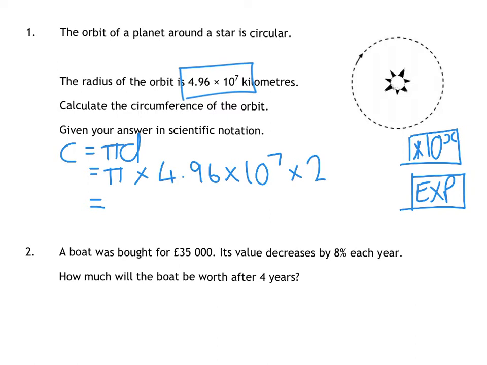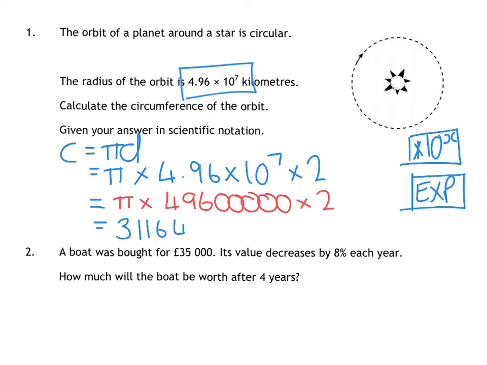Alternatively, what if you're not too sure about using that button? What you could do is just write it as pi times, write this number out in full, is 496 with 5 zeros, because we've moved that decimal point 7 places, times 2. So you could type it in like that, but preferably if you know how to use that button, just use it. So we type that in as 4.96, hit that button, 7, and then times 2. And you get an answer of 311645991.2.